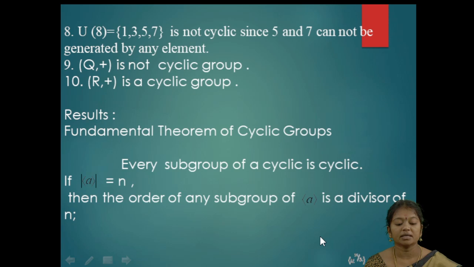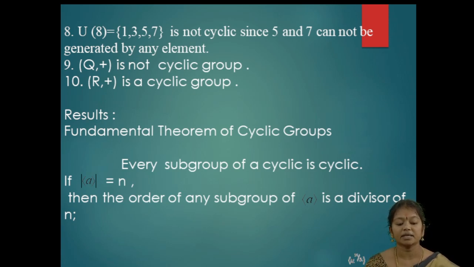U of 8 means phi of 8. Phi of 8 means, by Euler's theorem, all the elements less than n and relatively prime to n, that is called phi of n.